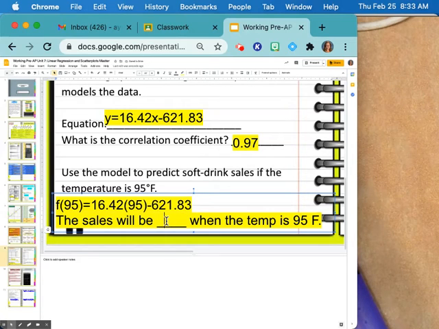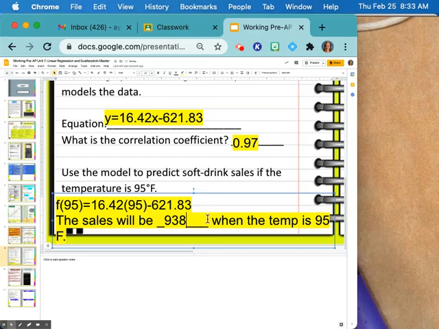So how will we round that? What do y'all think about rounding? If we're talking about sales of soft drinks, what should we round it to? A whole number. Why? Yep. So we're talking about a whole drink. We're not talking about parts of a drink. We're not talking about money. So we need to round it to the nearest whole. So what would that be? 938? If y'all agree? Okay, cool.